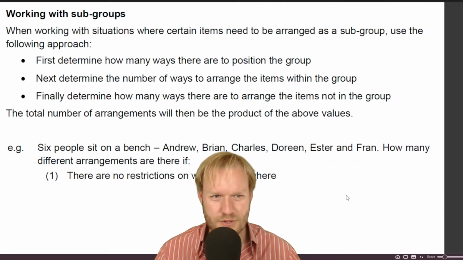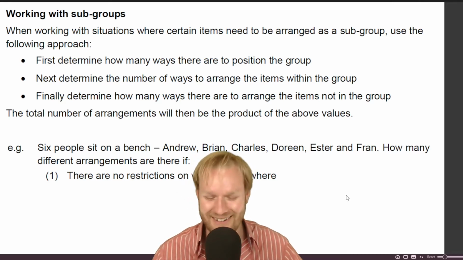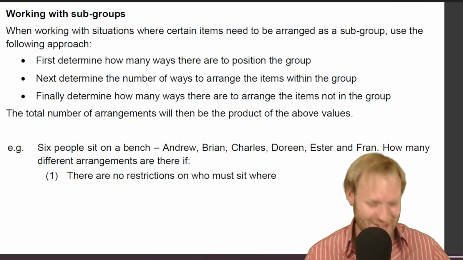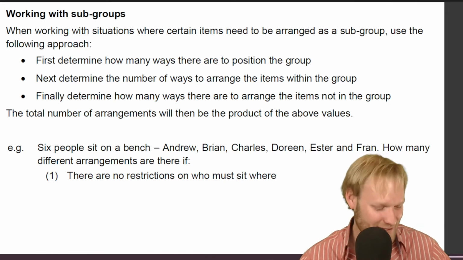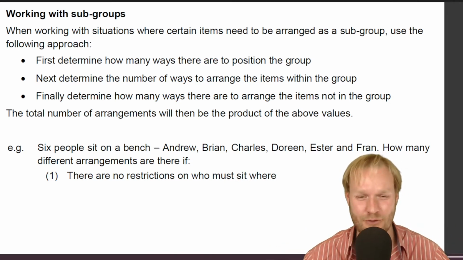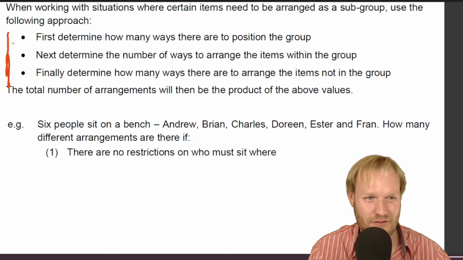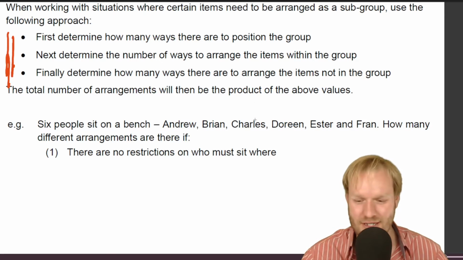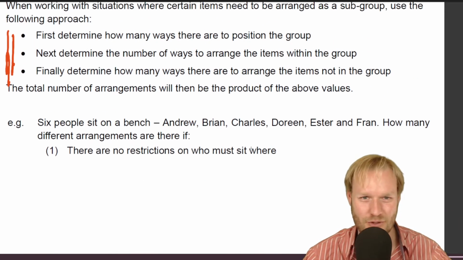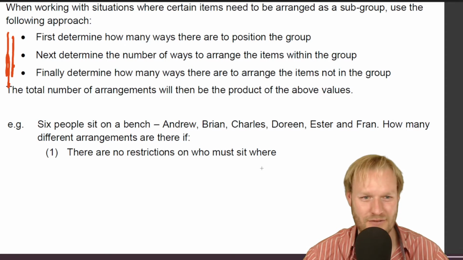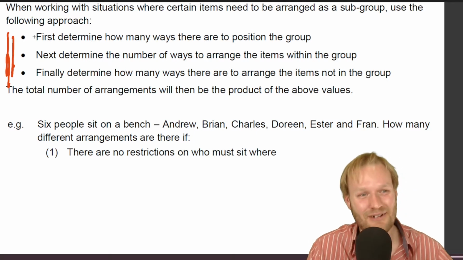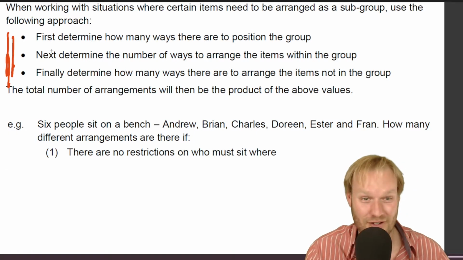Working with subgroups. So what we're going to do is work with subgroups, and these strategies that are listed over here for us to follow, we're going to see what those look like straight into our example, because they don't really make much sense by themselves, or do they? Let's just see what we're going to do and we'll apply them here.